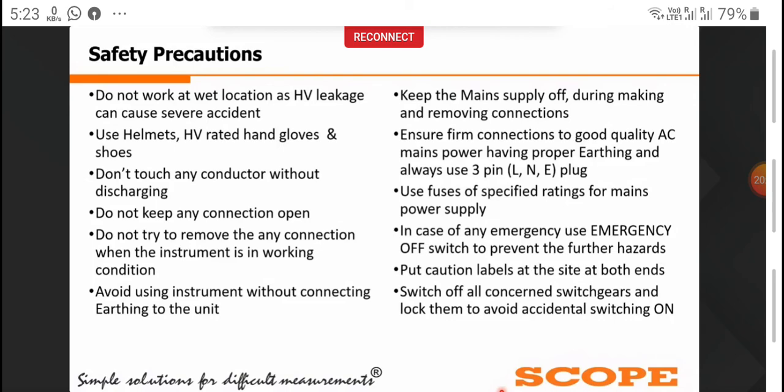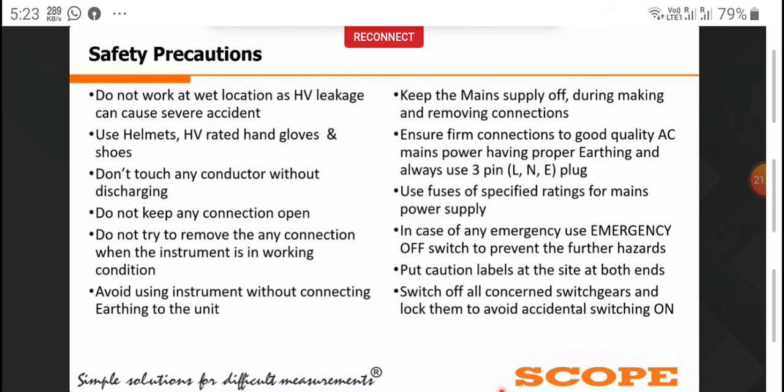It is a must that we put caution labels at both ends of the cable while testing, because if we are surging from one end and another person touches the cable from the second end, they might get a high amount of shock. So that's why we always need to put caution labels at both ends.